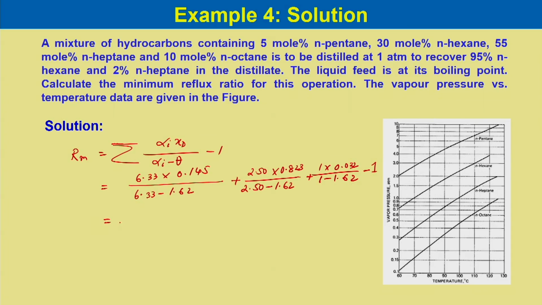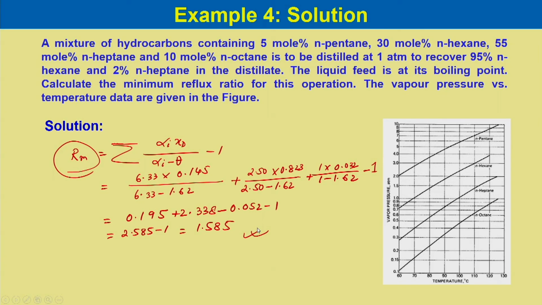So, this would give 0.195 plus 2.338 minus 0.052 minus 1, and this would be equal to 2.585 minus 1, which is equal to 1.585. So, this way we can calculate the minimum reflux ratio Rm using the Underwood method.